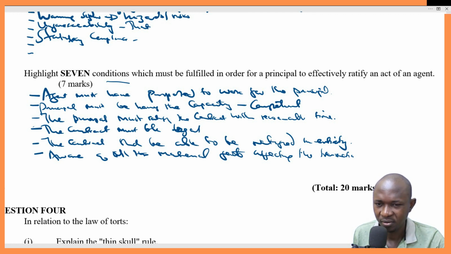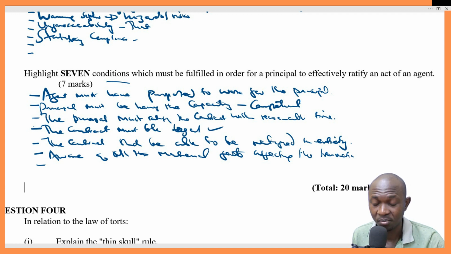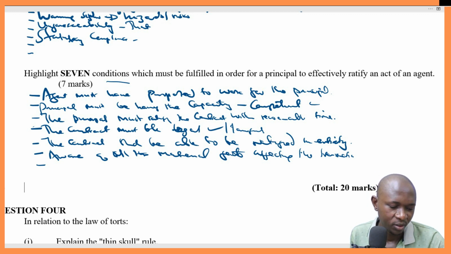I think this one you've said that only lawful acts can be ratified. I think we have talked about it here. The contract must be legal or lawful. We've talked about the capacity, and we've also talked about lawful. The other thing is how many are these? 1, 2, 3, 4, 5, 6, 7, 8. And the question is asking for 7. I think we have them here.